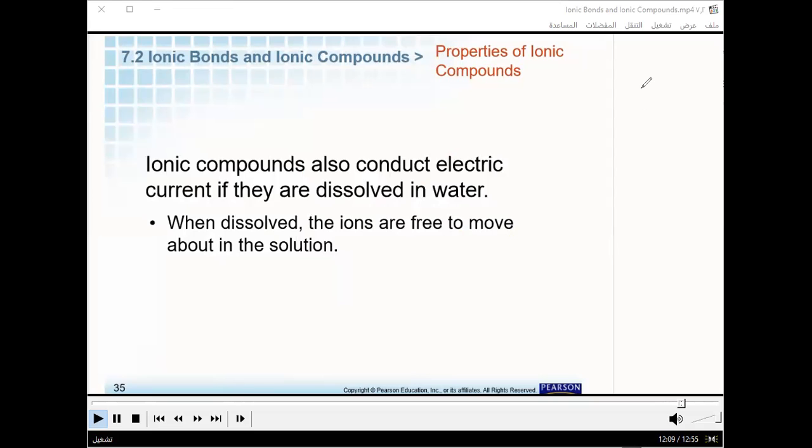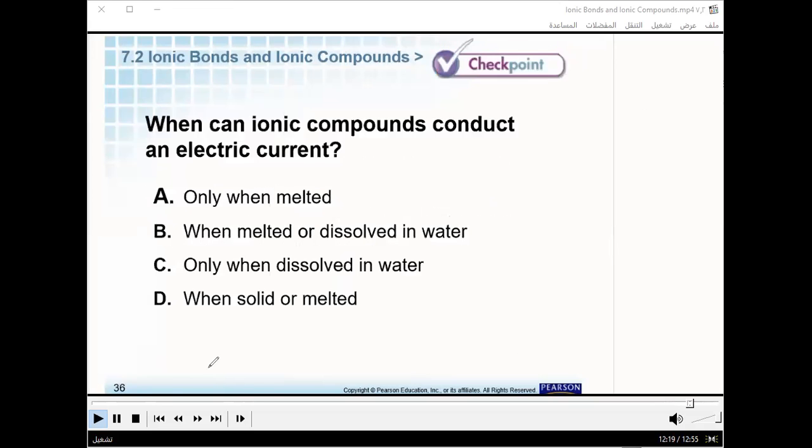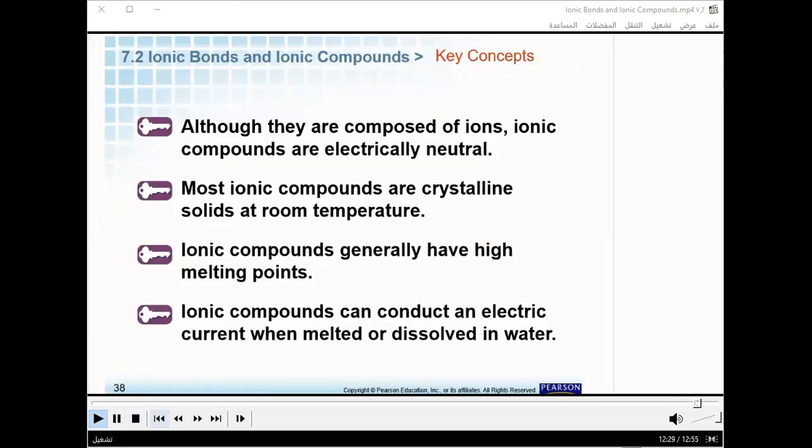Here's a check your understanding question. When can ionic compounds conduct an electric current? And the answer is B, when melted or dissolved in water. Here's a summary. Although they are composed of ions, which are charged particles, ionic compounds are electrically neutral. Most ionic compounds are crystal structures at room temperature. Ionic compounds generally have high melting points. And ionic compounds can conduct electric current when they're melted or dissolved in water.